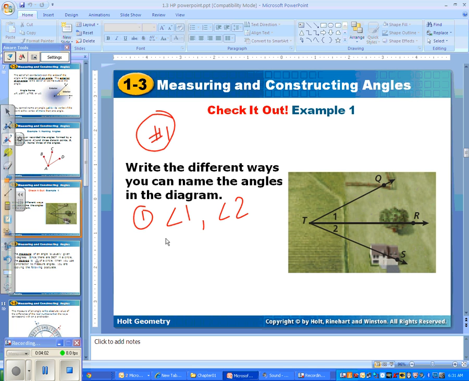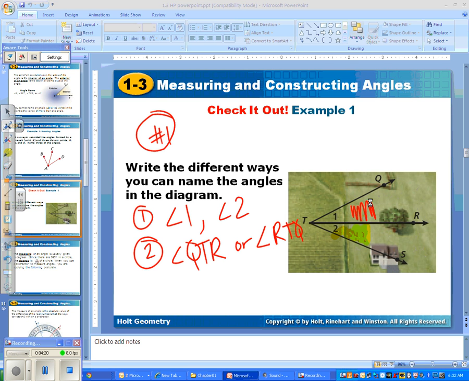Okay, let's see a more complicated way. If we wanted to talk about this angle, what would that be called? It would be angle QTR, or RTQ. Go ahead and see if you can name the yellow angle. And then I want you to see if you can name the entire angle. And we can call all this number 1 on your notes.